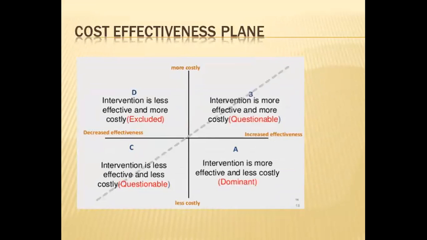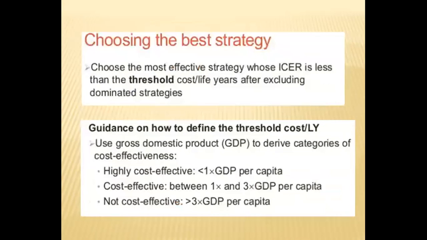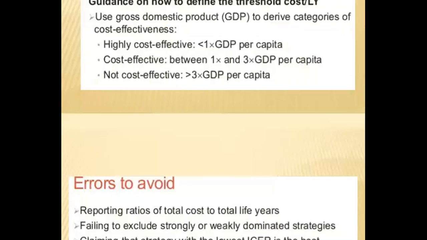There is also the cost-effectiveness claim. In this, if the intervention is less effective and more costly, we exclude it. If the intervention is more effective and more costly, it may be questionable. If the intervention is less effective and less costly, it may be questionable, we may include it. If the intervention is more effective and less costly, it is dominant, because in cost-effectiveness analysis our main aim is to adopt the intervention which is cost-effective. Choosing the best strategy, choose the most effective strategy. Guides use gross domestic product to derive categories of cost effectiveness.